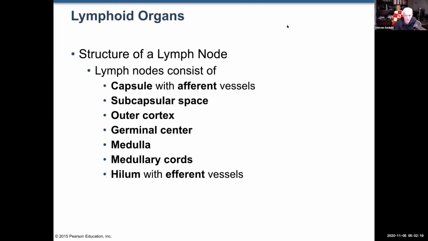A lymph node actually consists of afferent vessels. Afferent means what? Coming in or out? Afferent is coming in. Those are your sensory nerves, or your afferent nerves. Your afferent vessels are the vessels coming into the lymph node.